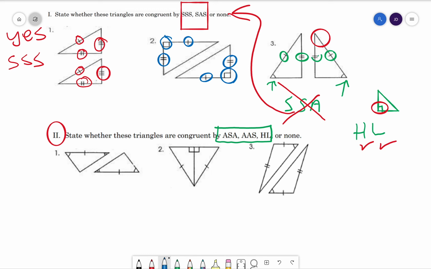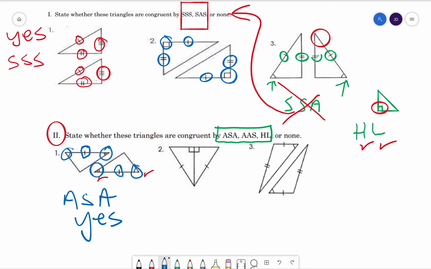Okay, so let's go look at number one. What do we have? We have an angle, an angle, another angle and another angle. What's really important here is it also contains the side between these two angles. We have an angle here, an angle here, and the side between them. That's what we need. This works. So this is going to be angle, side, angle, and we say yes, they are congruent.